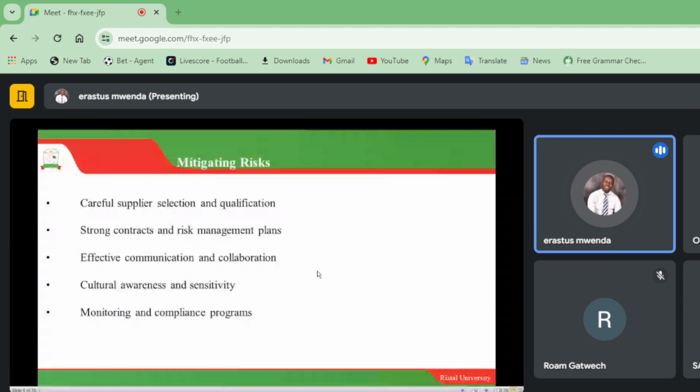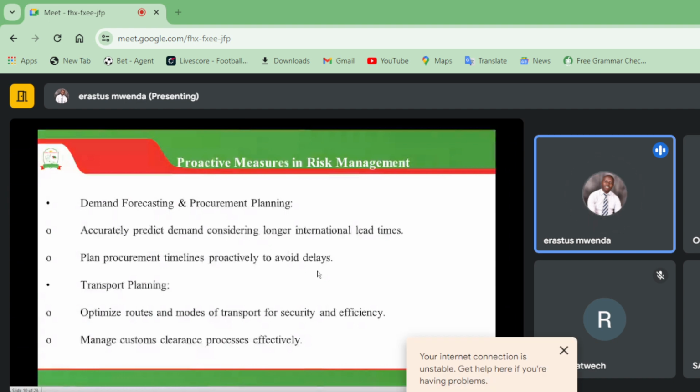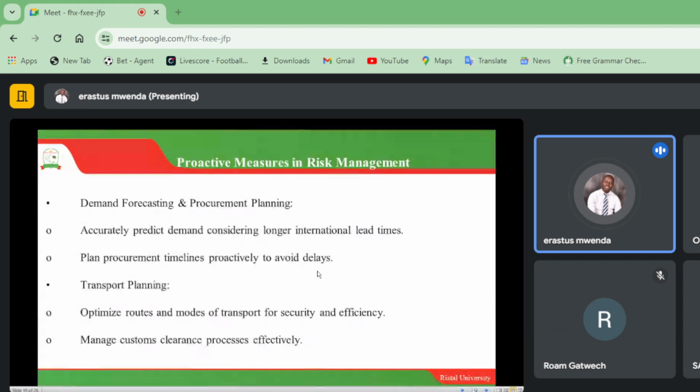Then we are going to look at proactive measures. So what are some of the things that we need to do so that we manage the risks in global sourcing and international purchasing? Number one is forecasting and procurement planning. The first thing is that when we are doing forecasting, we are projecting when we may need certain goods and services, and then we plan for them when we import.